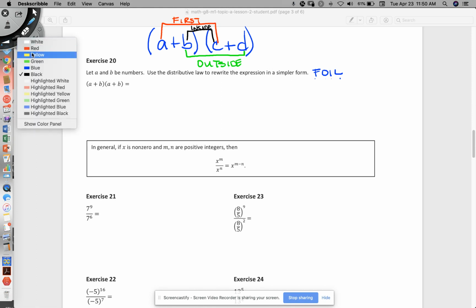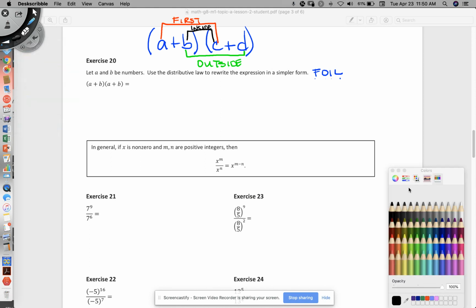And finally, I have, trying to find another color, I have to go to my color scheme here. Then we have our last. Our last is going to be the A and the D.